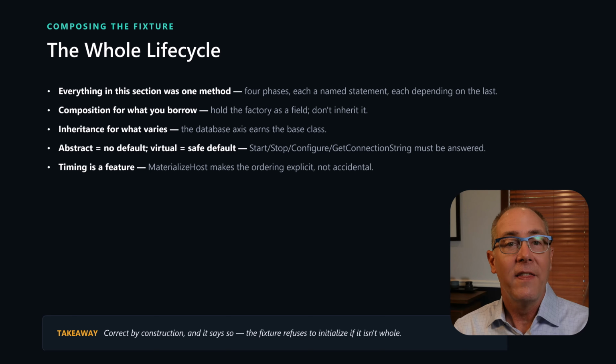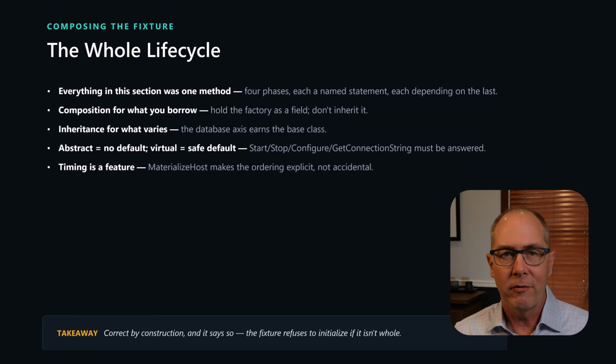So that's it. That's how we manage the lifecycle of our integration test. Everything in this section boils down to one method with 4 phases, each a named step depending on the last. In this scenario, we use composition for what we can borrow. We hold the factory as a field. We don't inherit from it.